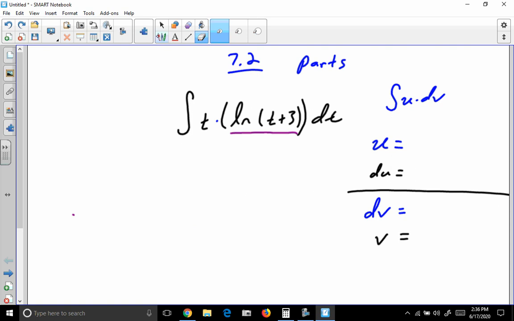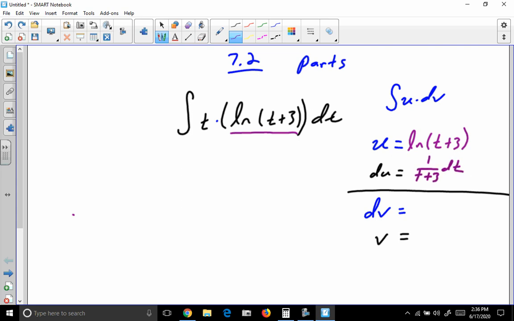So that means u is going to be natural log, which means du is the derivative of that, which is t plus 3 on bottom, the derivative of that on top, dt. Which means dv is going to be whatever's left. So if this part is u, then t dt is dv. If we integrate that, then v is t squared over 2. So now we have du and v.